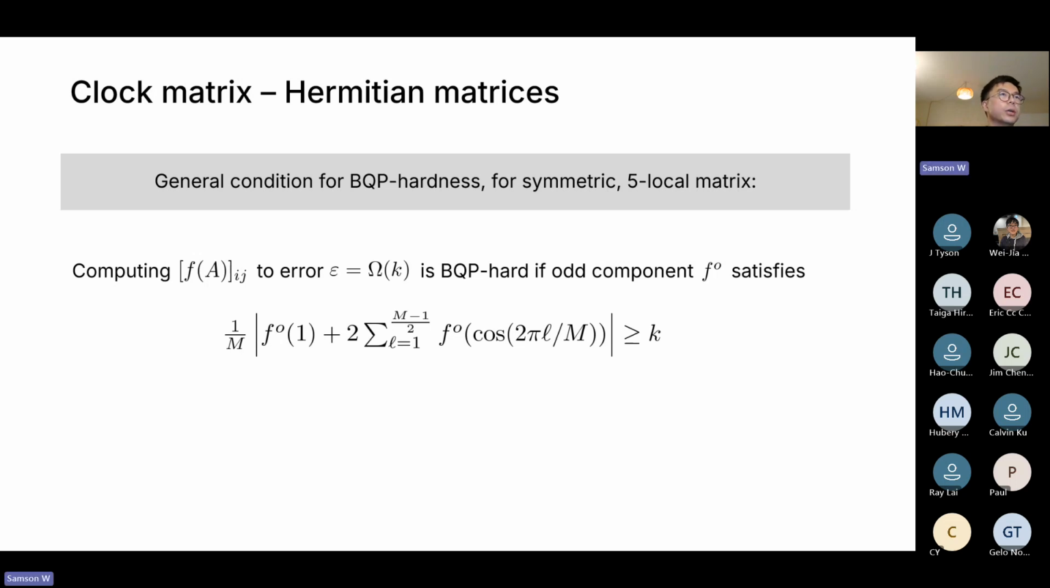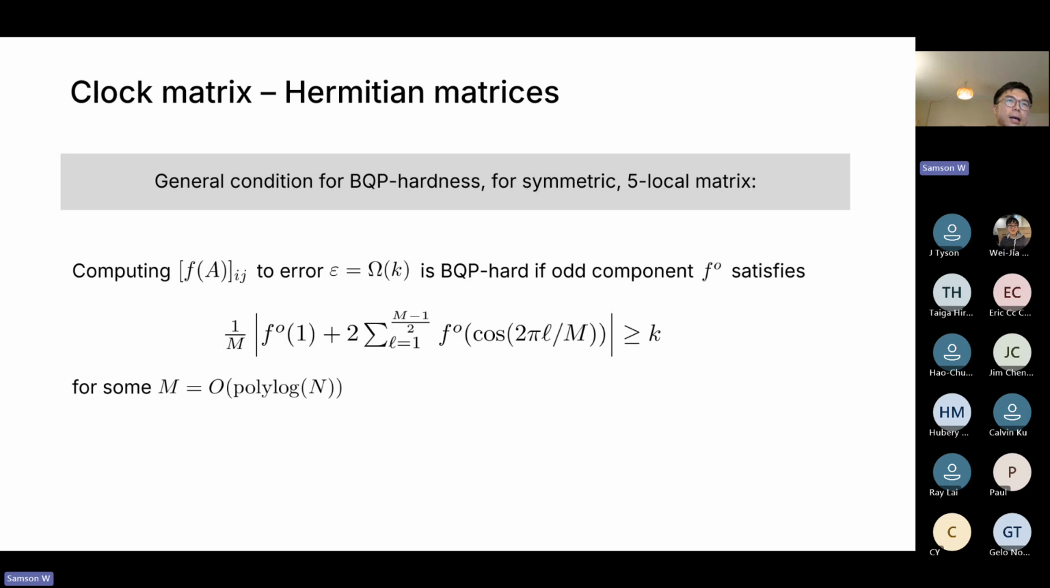So it turns out that if you can compute a matrix entry of f of A to some desired error that's Omega of k, this problem is BQP-hard if the odd component of the function satisfies the stated condition on the slide. Specifically, if this is satisfied for some m which is order polylog n. And this m parameter is actually the number of gates you're effectively simulating. So you can also use this condition to argue something about the power of simulating another specified number of quantum gates. But specifically, if we want to say BQP-hard, it just simulates a polynomial number of gates. So we choose m to be polylog n.